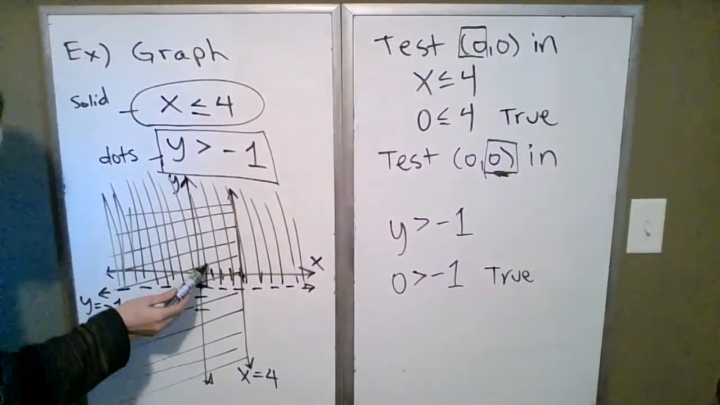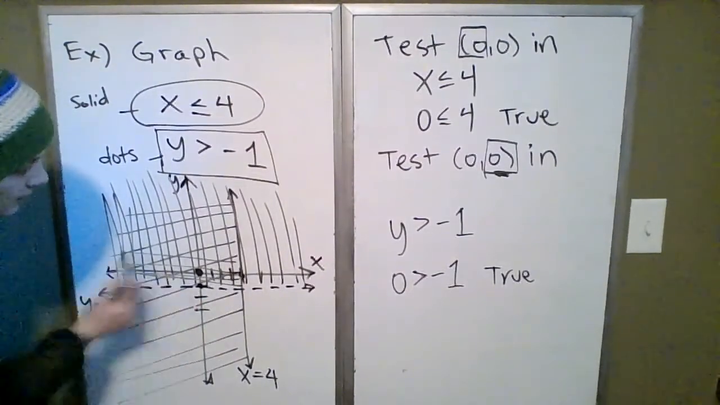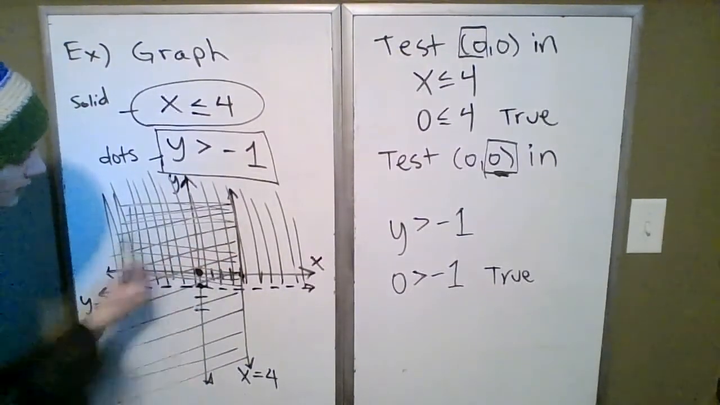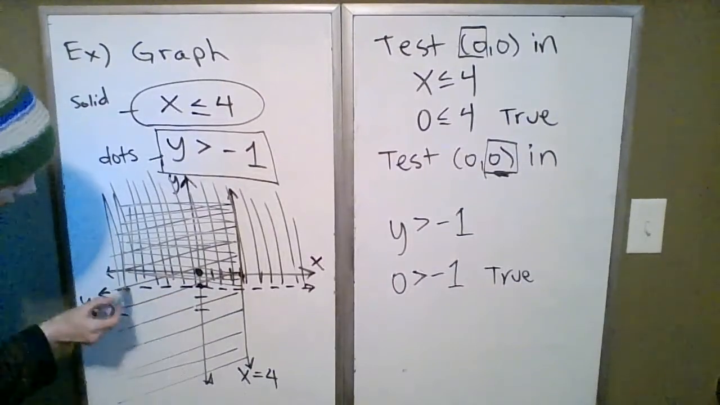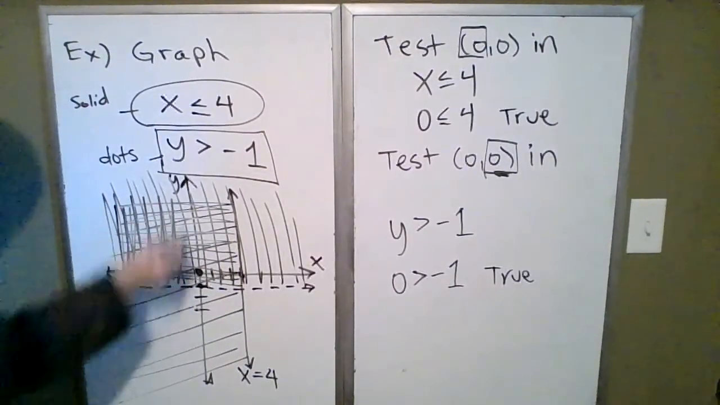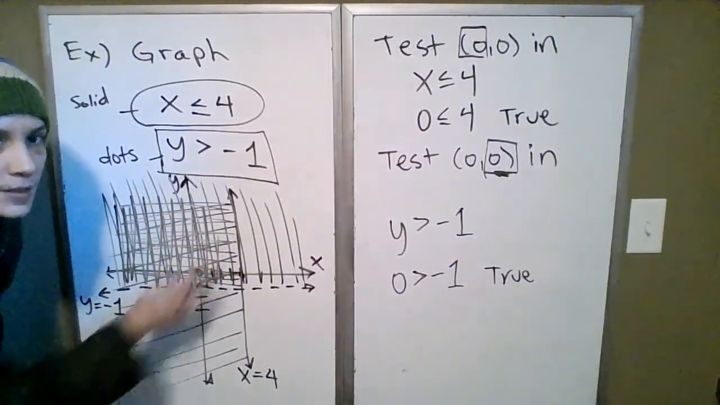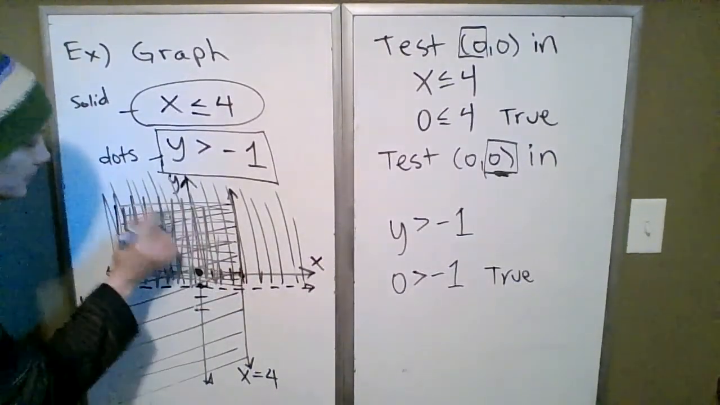And then the overlapping part is the solution section. So I might extra highlight this way. And then that way. So this piece over here.